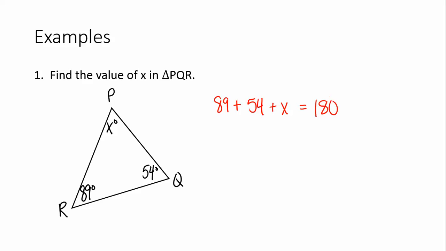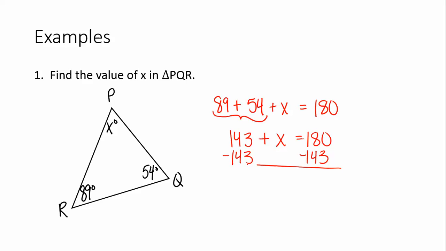So how do we solve for x? We need to combine the two like terms, add the two numbers together. That's 143 plus x equals 180. And then we subtract 143 from both sides. And we get that x equals 37 degrees. And remember that angles do have a unit, a degree measure. So you can put the little circle that indicates degree.